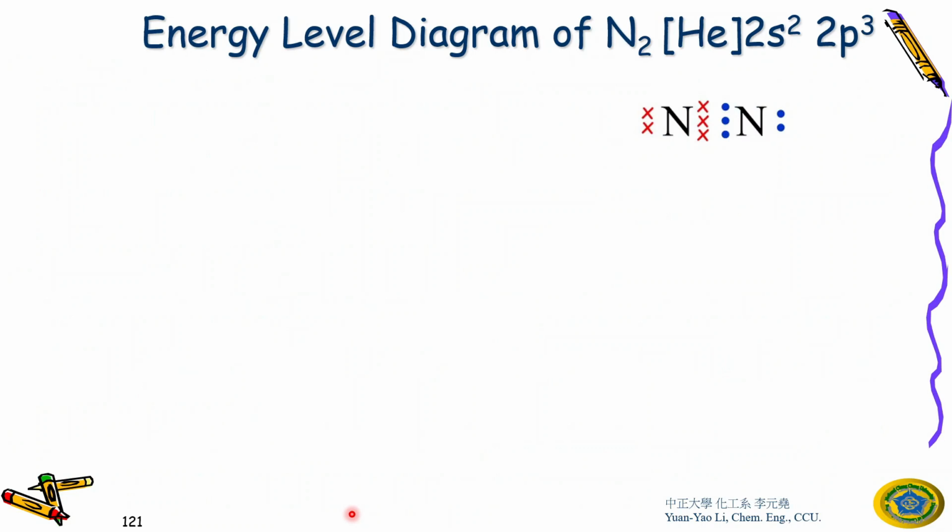Right, so now let's take a look again at the energy level diagram of nitrogen. So nitrogen has 2s, 2p, right? And nitrogen is helium 2s2 2p3. So nitrogen has 5 valence electrons.